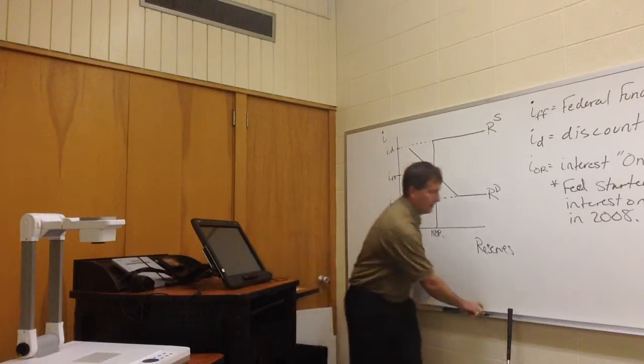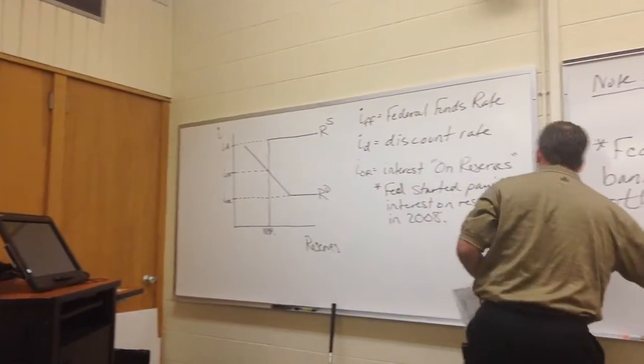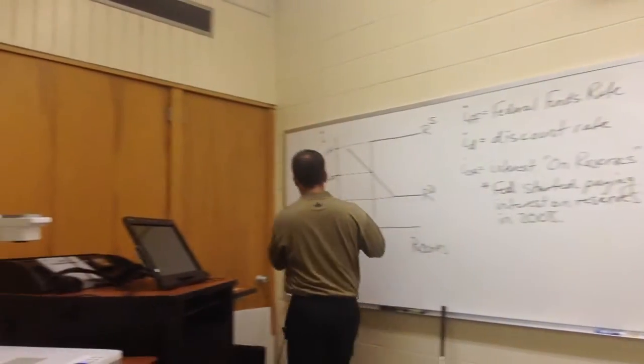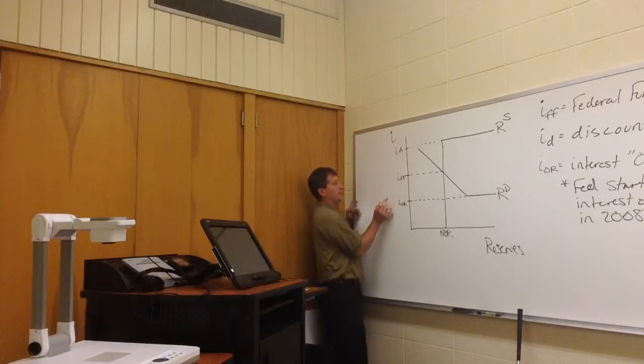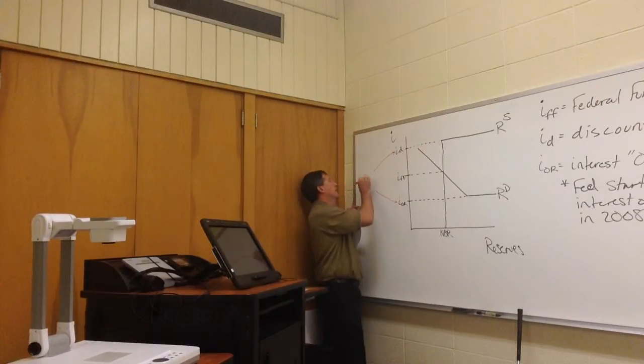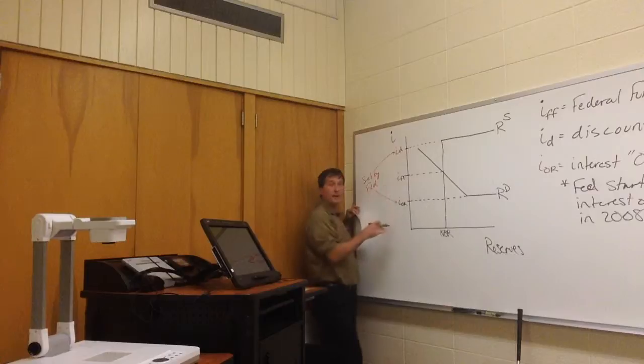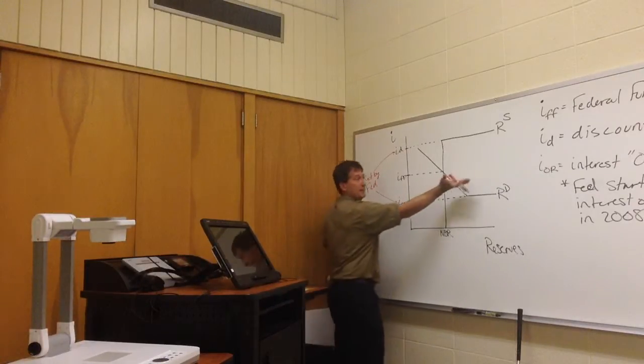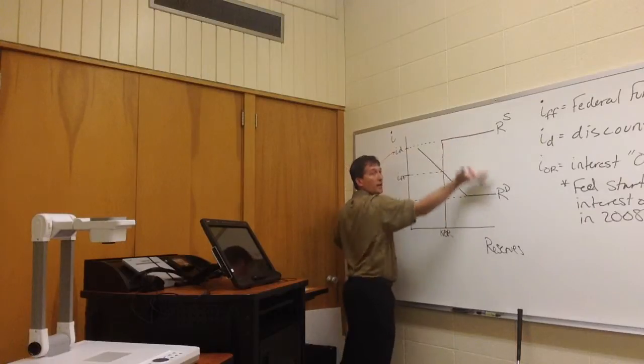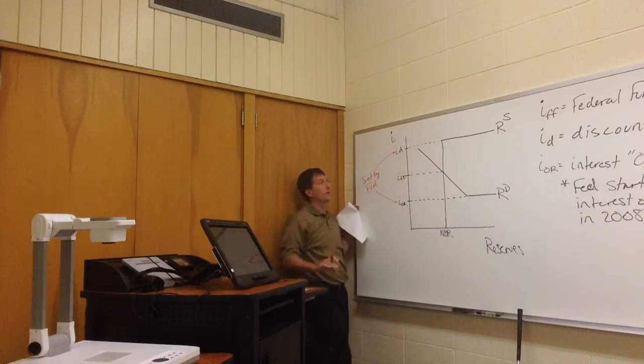Remember that the interest on reserves as well as the discount rate are both set by the Fed. These are two policy instruments, both set by the Fed. So they can raise or lower the discount rate, and they can raise or lower the interest on reserves. And then you'll see these changing as well, these upper and lower bounds.